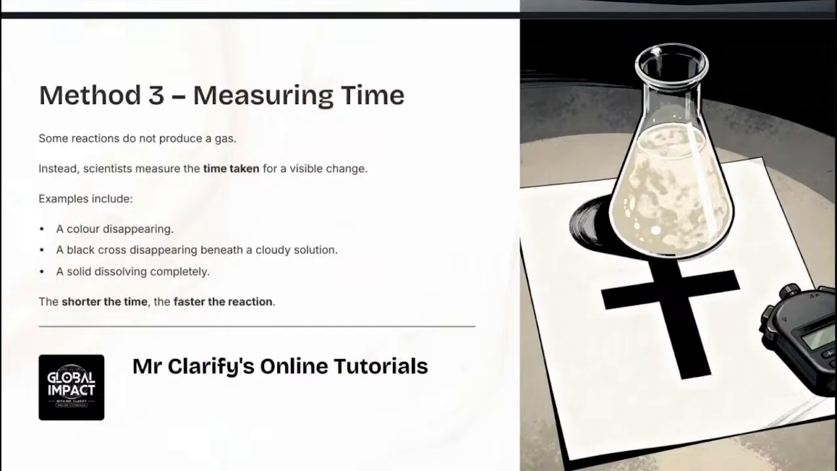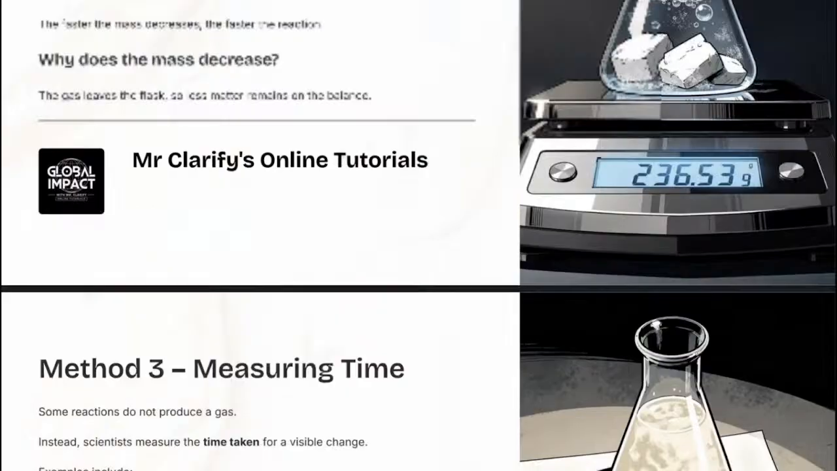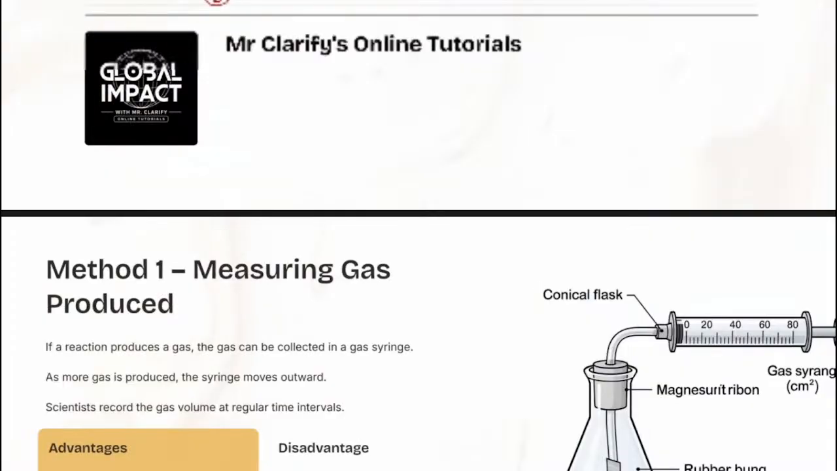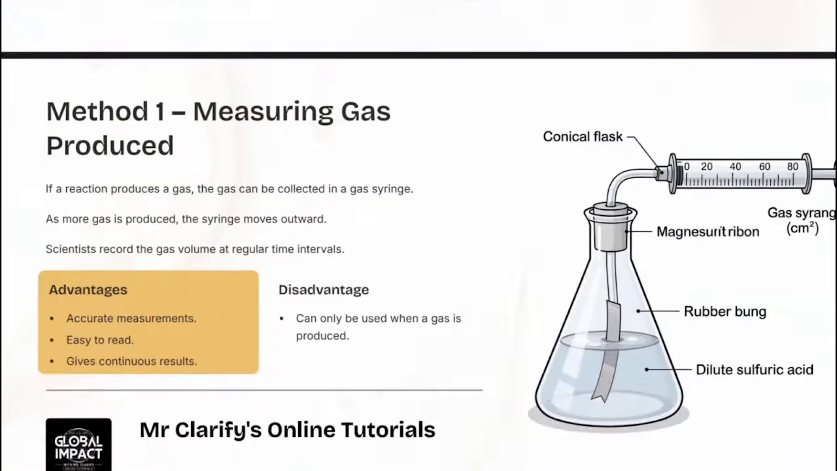Are we together? This is the third way of checking the rate of reaction. Are we together, students? If you use the gas syringe as the first one, when do you use it? You use it when the reaction is producing a gas. You collect the gas in a gas syringe. Then you'll be checking the volume as time is moving, then you are going to just divide to see the rate of reaction.